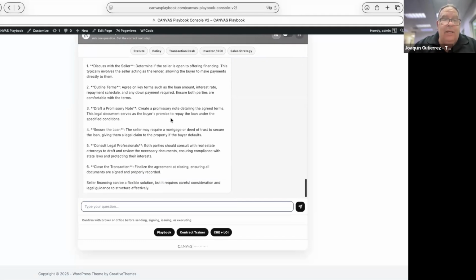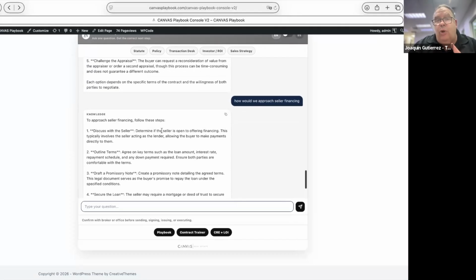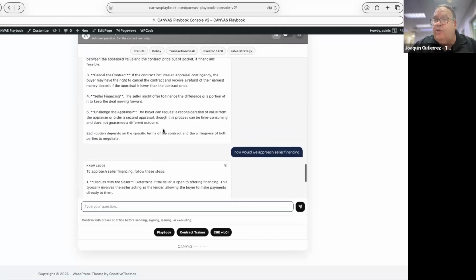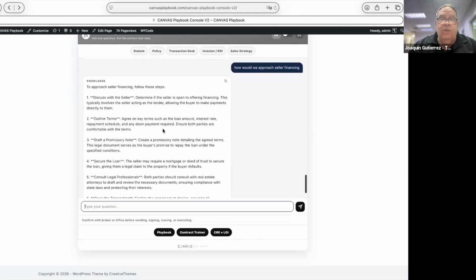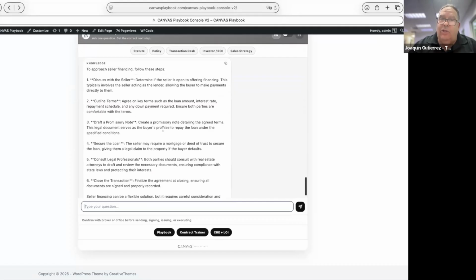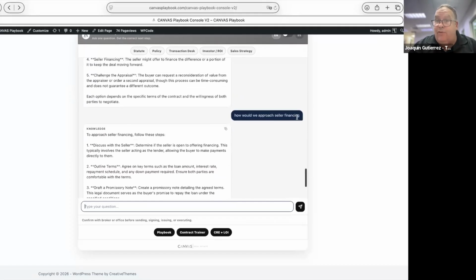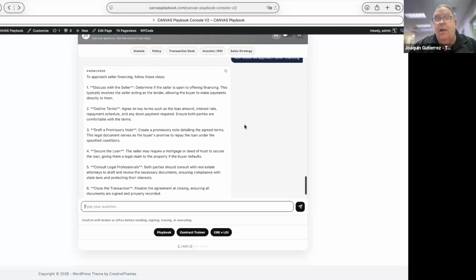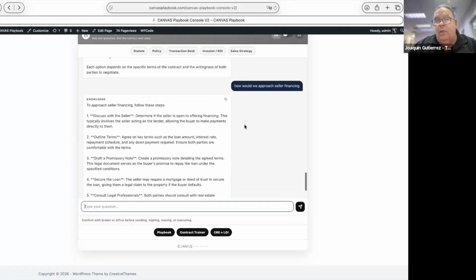See, this is a correct answer for the seller financing, but I don't know if it would have bridged the gap of the original question, right? So we could tighten the question a little bit. Instead of saying, how would we approach seller financing? We would ask, how would we approach seller financing on the gap of the appraisal and the purchase price? That could have been a better question.